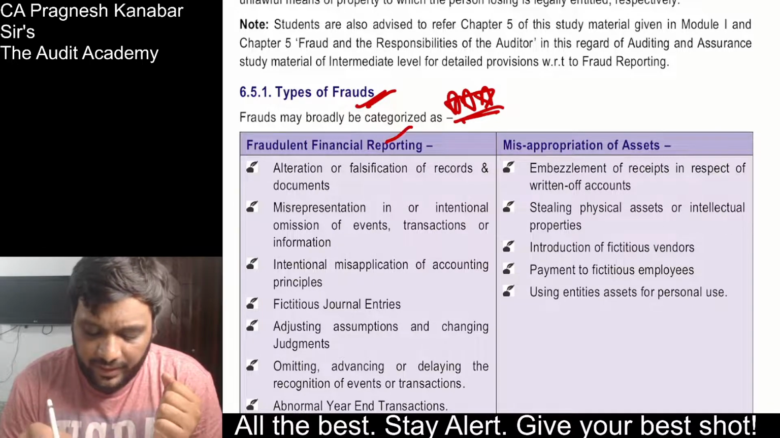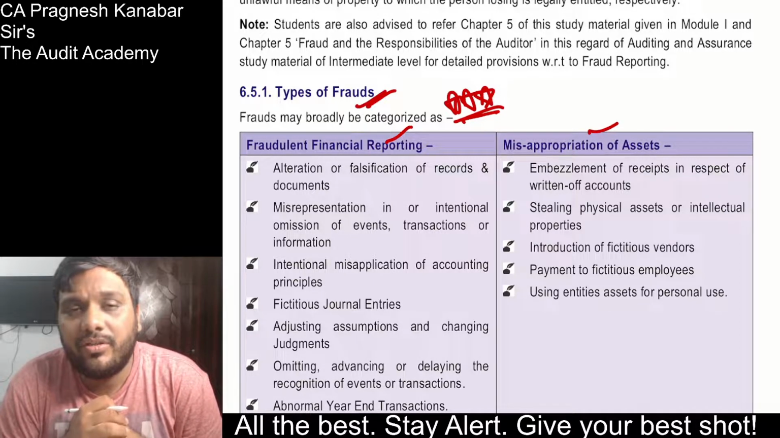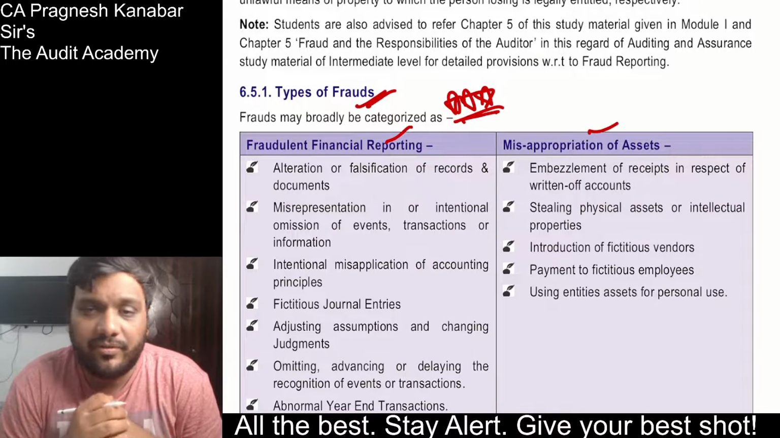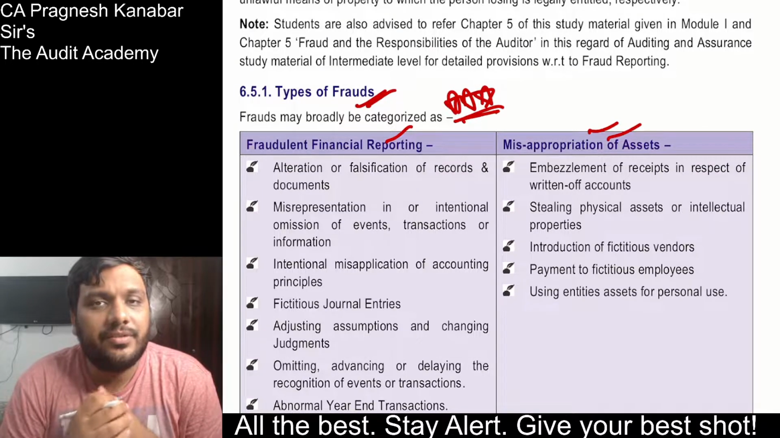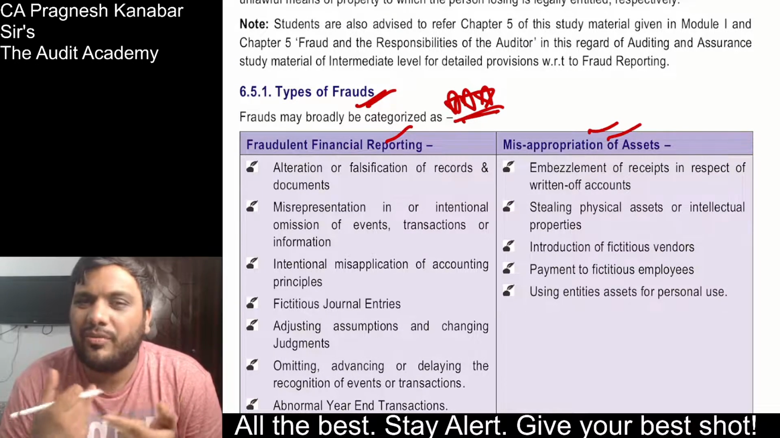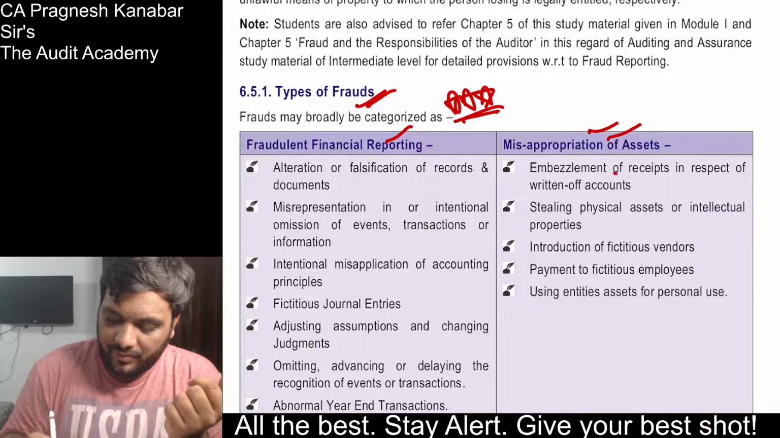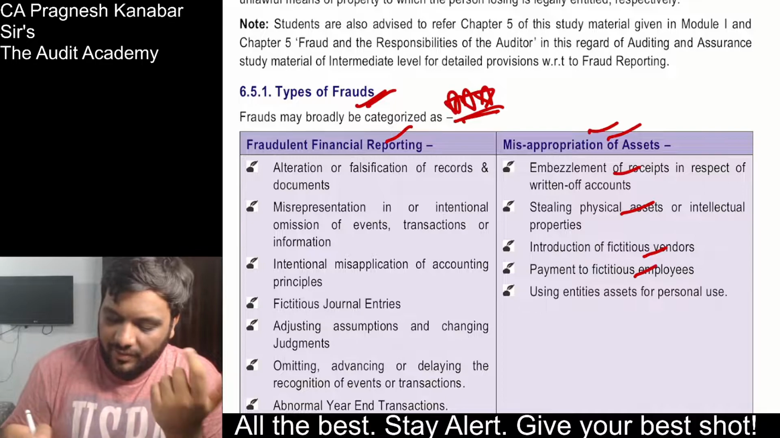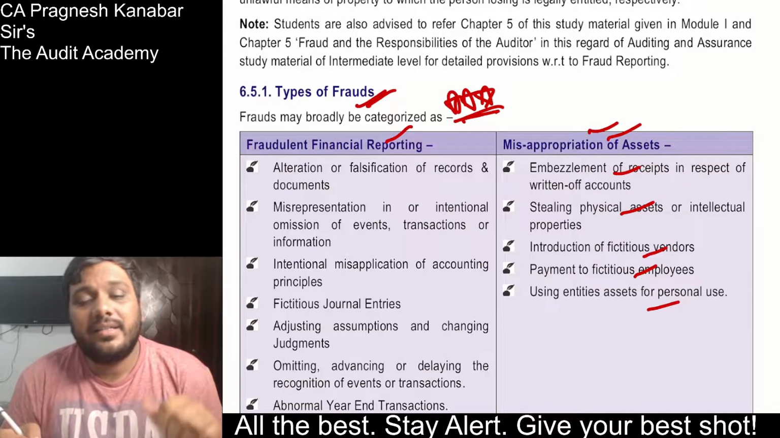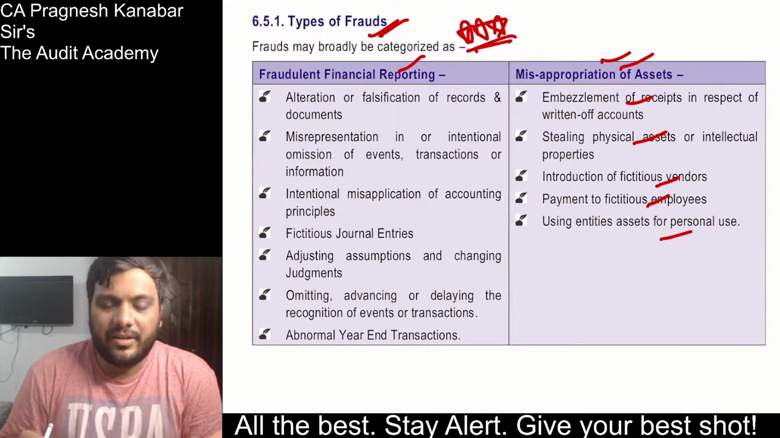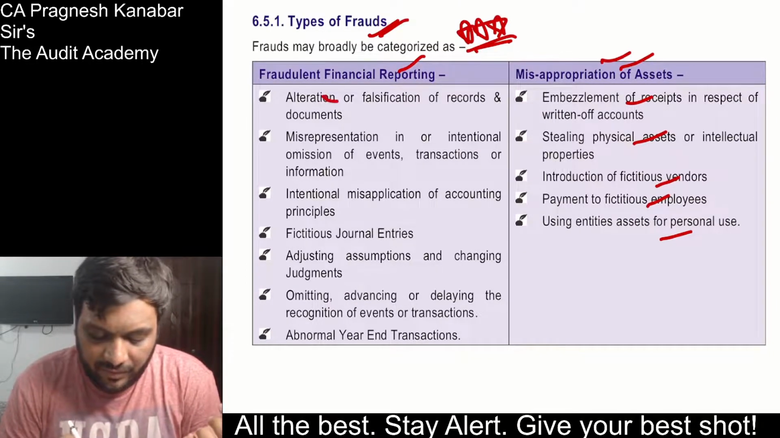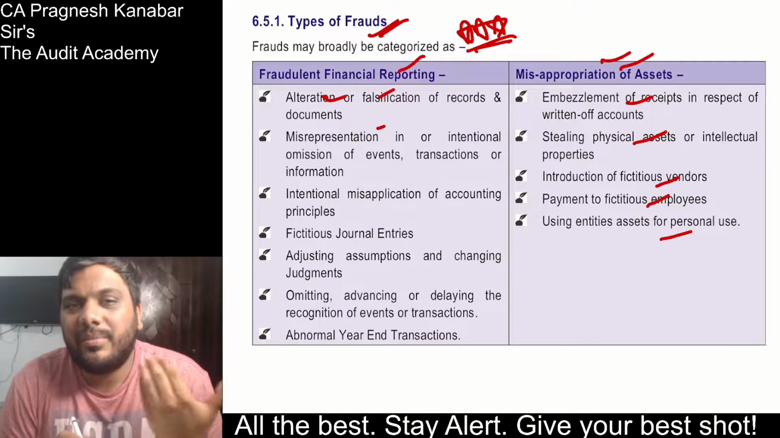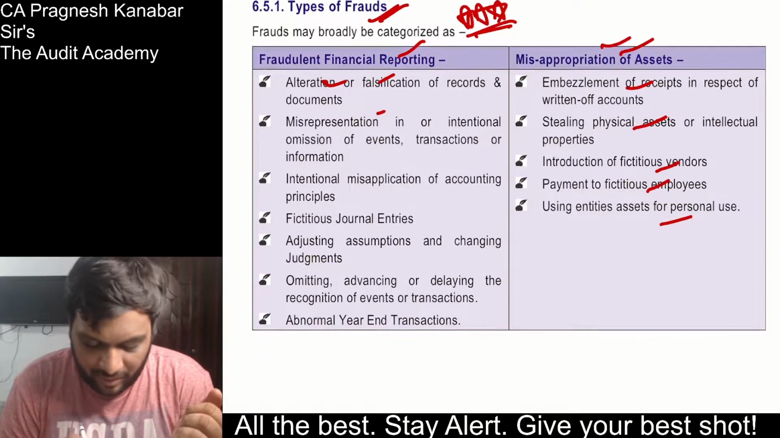But look at this, types of fraud. Types of fraud are divided into two: fraudulent financial reporting and misappropriation of assets. Fraudulent financial reporting is nothing but fraud done by the management and manipulation of financial statements. Misappropriation of assets is fraud done by employees, such as misappropriation of inventory, cash, stealing physical assets, fake vendors, fake bills, fake employees shown, using the entity's assets for personal use. These are the things that are normally done by the management. They will alter, falsify, or omit a particular piece of information. Then journal entries, manipulation of financial statements, so many things that they can do over there.